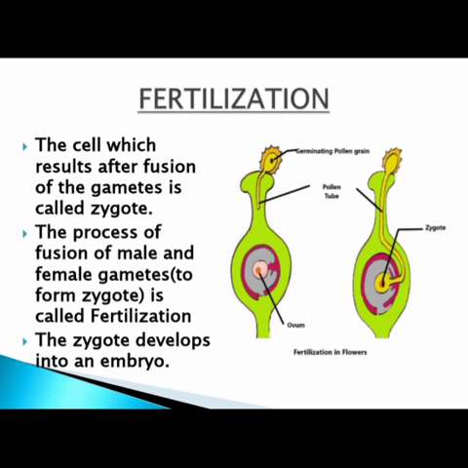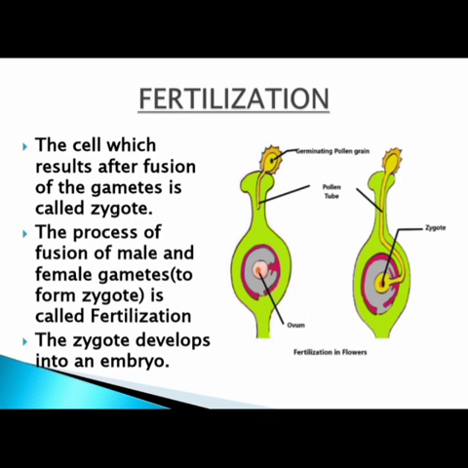So when fusion of gametes happens, it results in the formation of zygote. Gametes are nothing but male and female gametes. Okay, so the process of fusion of male and female gametes to form zygote is called fertilization. So what is the definition for fertilization, children? The process of fusion of male and female gamete is called fertilization.